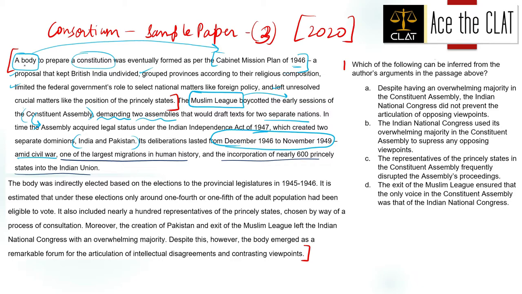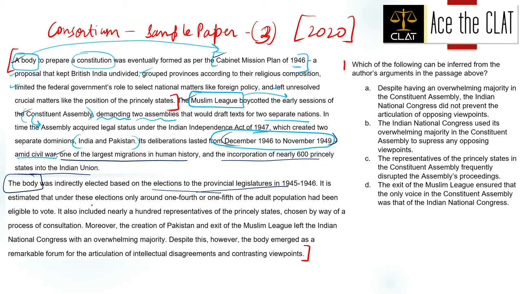समझ में आया? A body, कैबिनेट मिशन प्लान के कुछ कैरेक्टरिस्टिक्स, मुस्लिम लीग, कॉन्स्टिट्यूएंट असेंबली का टाइम पीरियड, right, and the condition between which it worked. Alright, the body, the Constituent Assembly, was indirectly based on the elections to the provincial legislatures in 1945-46. Okay, it was indirectly elected based on their elections to the provincial legislatures in 1945-46.